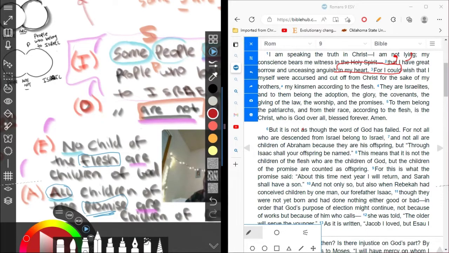In categorical logic, we have universals. E and A are universals, and I and O are particulars. So a universal E would be a universal negative, and A would be a universal affirmative. I is a particular affirmative, and O is a particular negative. And this is how you categorize things.